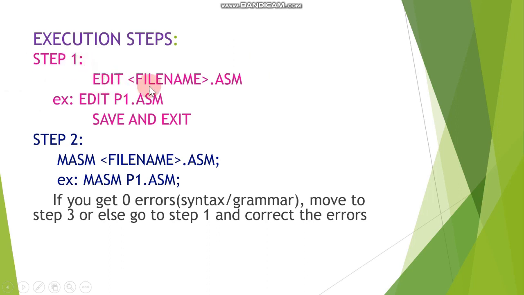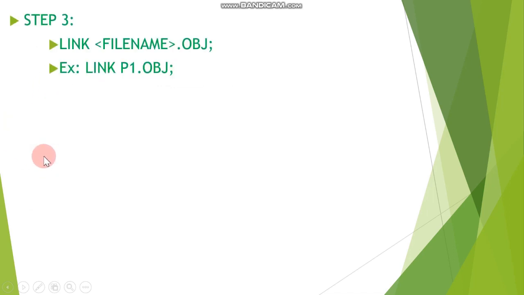Steps of execution. Step 1, edit step. Edit space filename.asm. For example, edit space p1.asm, where p1 is the file name. Write the program, file, save and exit. Step 2, MASM step, MASM space filename.asm. If you get 0 errors after executing the MASM step, move to step 3, or else go back to step 1, the edit step, correct the errors and come back to step 2 once again.